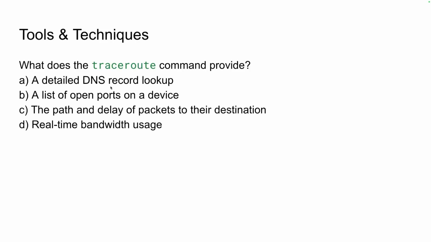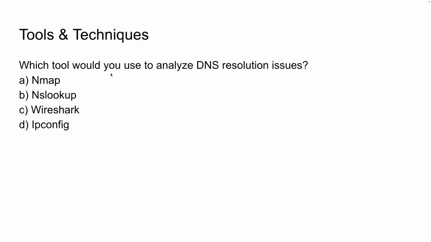What does traceroute provide? A detailed DNS record? No. A list of open ports on a device? No. The path and delay of packets to their destination? Yes. Real-time bandwidth usage? No. So the answer is C.